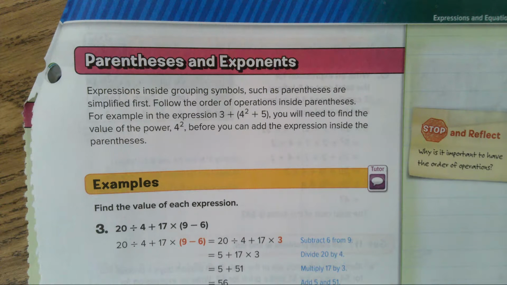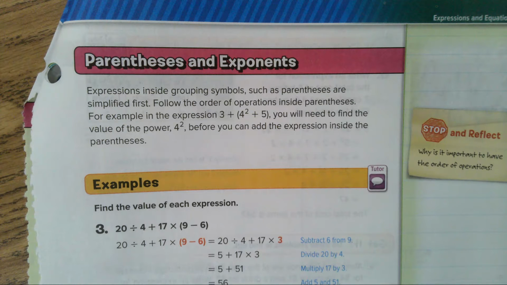I always think of them as selfish parentheses. They're saying, do me first, hurry up, hurry up. They're like the obnoxious children. You have to quiet them down. So you quiet down the parentheses first. Then you follow the order of operations inside the parentheses. For example, in the expression 3 plus 4 to the second power plus 5, you will need to find the value of the power of 4 to the second power before you can add the expression inside the parentheses.